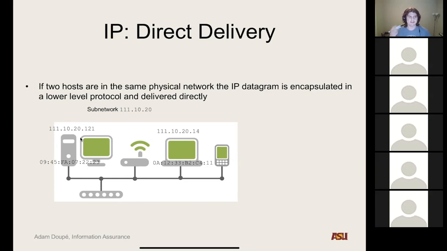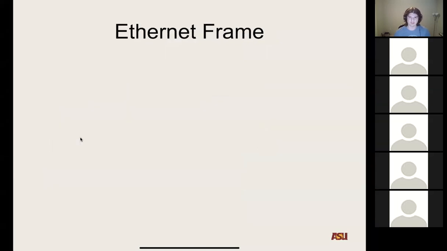And here we're trying to send a packet to 111.10.20.14. So the very first thing that our system does is it asks, is that destination IP address on the same local network? We check the subnet and we say, yes, 111.10.20.14 is on the same network because it has the first 24 bits exactly the same as ours. And so then we can do direct delivery. Then we have to send a packet on the local network, and that's what we're going to be looking at now, how we actually do that.